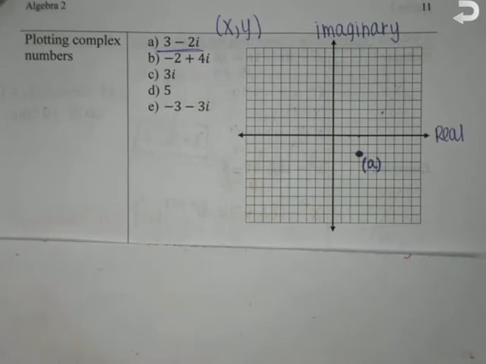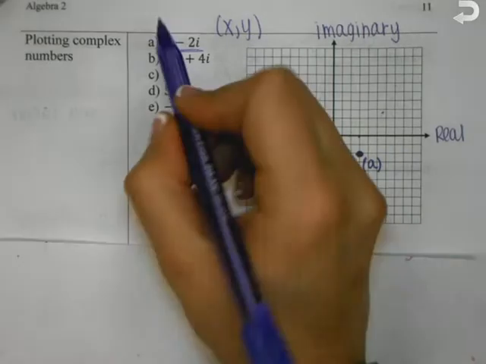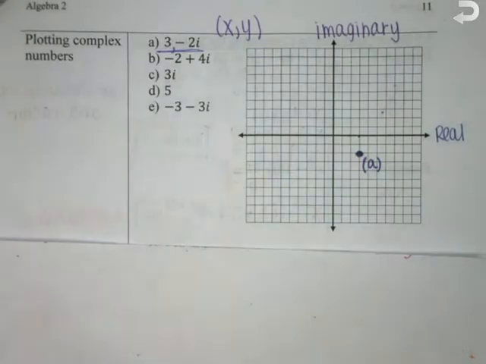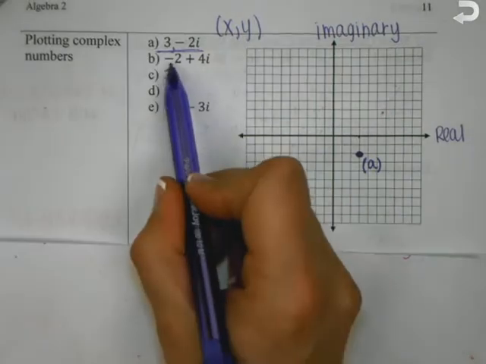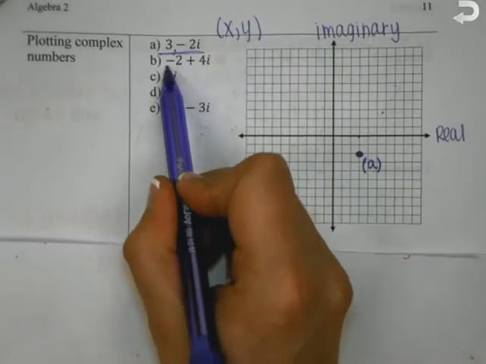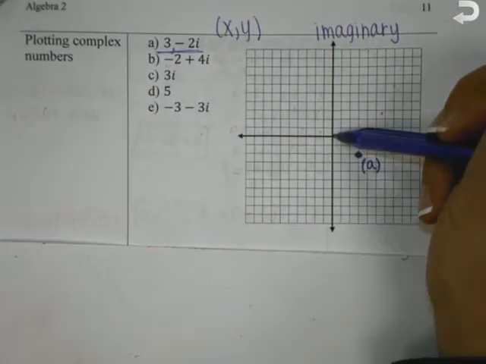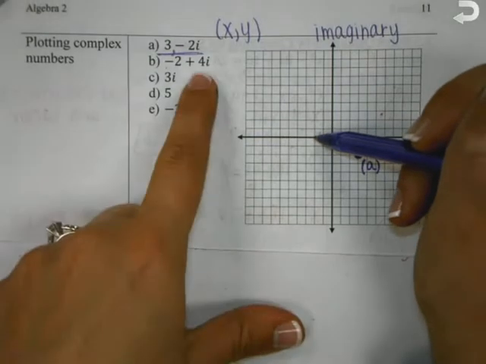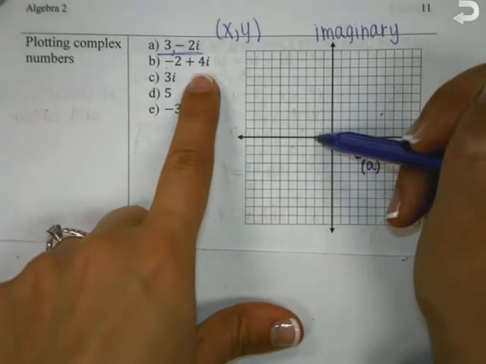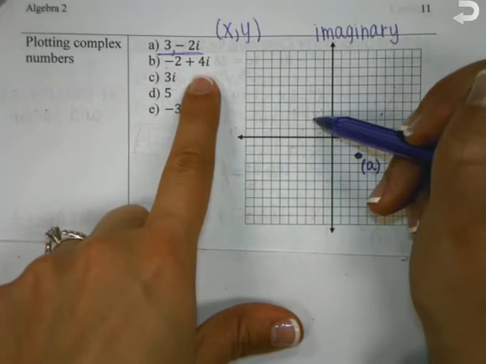So let's try this one together. My real number is what? Negative 2. So I'm going to go to the left 1, 2 spaces. What's my imaginary number? Positive 4. So I'm going to go up 1, 2, 3, 4, and that's where your point is. Make sense?